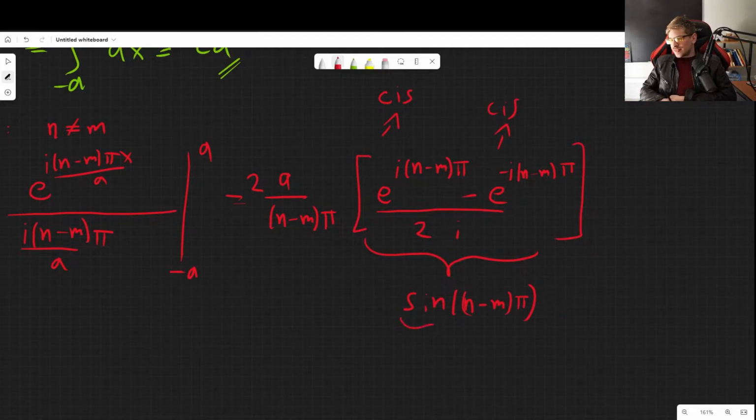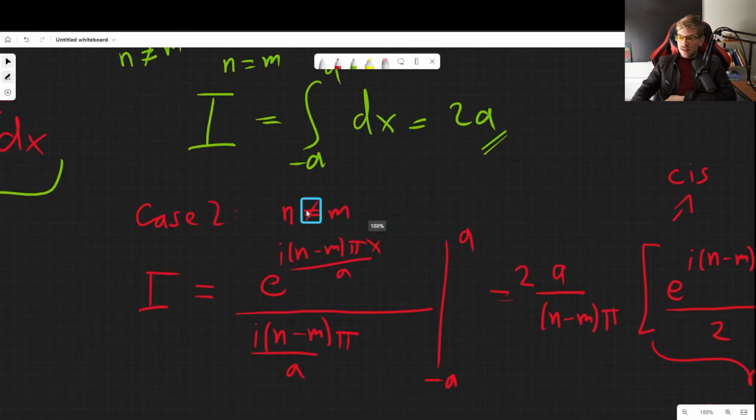And what is this? Both n and m are always integers. So it will always be sine of either π or 2π or 3π or 4π or minus π or minus 2π or minus 3π. So either way, this is always 0. So this thing is always 0.